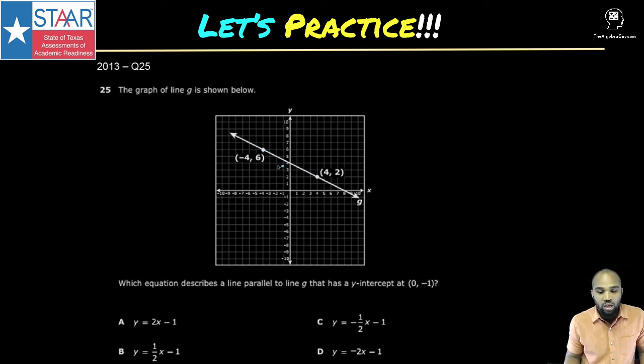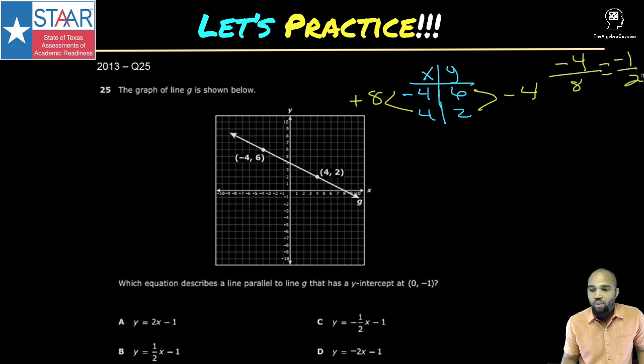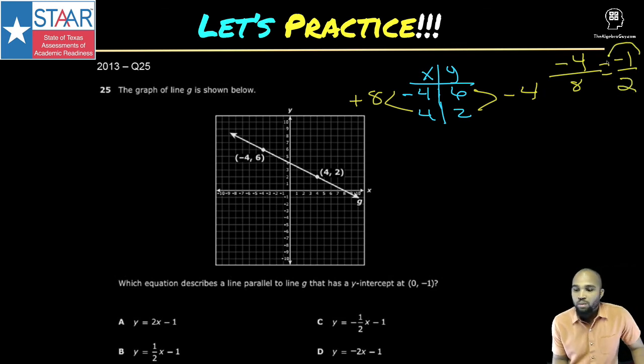They gave you 2 solid points, so let's just use those points to find the slope. I like to draw a little table to calculate that pretty easily. -4 and 6 and 4 and 2. When I look at these, it becomes easy to see that we're going down 4 and over 8. So what is down 4 over 8? That's going to be -1/2. And it should be negative, right? Because that line is going down. There you go. So it'd be -1/2.